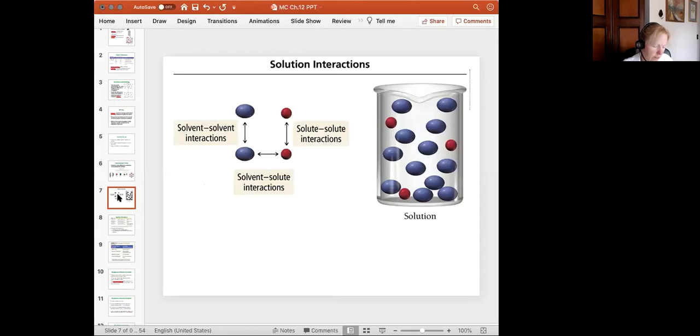This slide here kind of sums up what we just talked about. In order for this to form, I'm going to have to break these solute-solute interactions. I'm going to have to break my solvent-solvent interactions, and then I'm going to form new solvent-solute interactions. And so it's this interplay between these three types of energy. This requires energy, this requires energy, this is going to release energy that's going to determine the magnitude of the enthalpy, the heat of that solution.